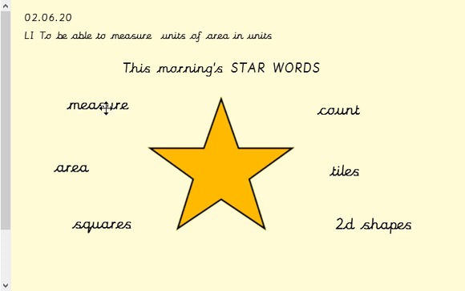Okay, so we have measure as a star word, area. Squares are going to be really important again, and also tiles. And I'm thinking we need to be able to count, and we need to be looking at these shapes as 2D shapes. They're flat shapes.